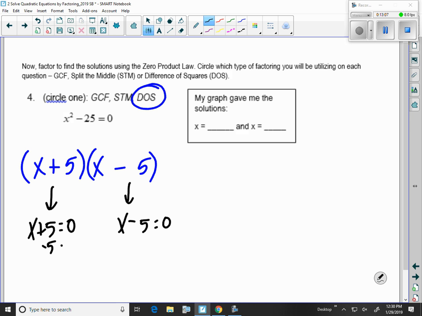Here I subtract 5. Here I add 5. If we put it into Desmos, it would cross the x-axis at -5 and positive 5. Yeah, because you have to solve them. They're going to be different. Does that make sense? This x minus 5 becomes positive 5.